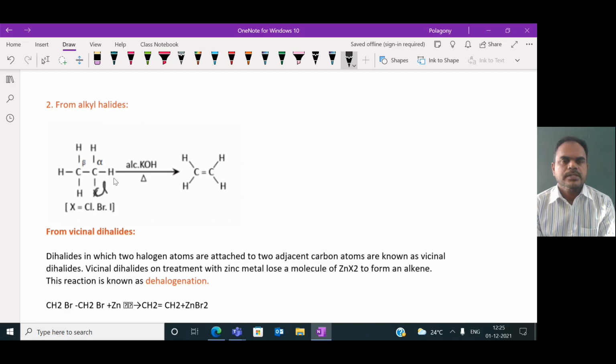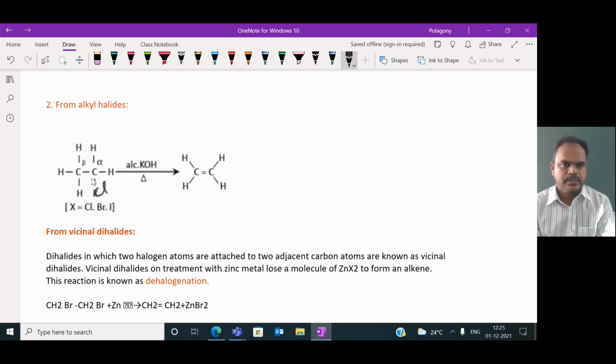chloroethane is treated with alcoholic KOH, the medium is alcohol medium, so it should be taken for this reaction. And upon heating, we get alkenes from this reaction.